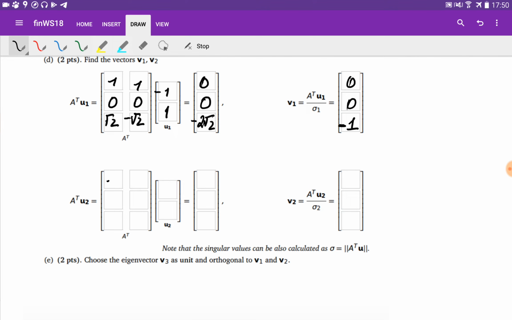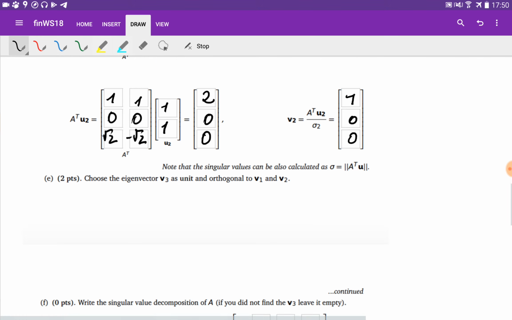So we are going to multiply the A transpose by the x2 or u2. It is 1 and 1. It means we need to add these two columns. It's going to be 2, 0, and 0. If we make this a unit vector, it's going to be 1, 0, and 0.